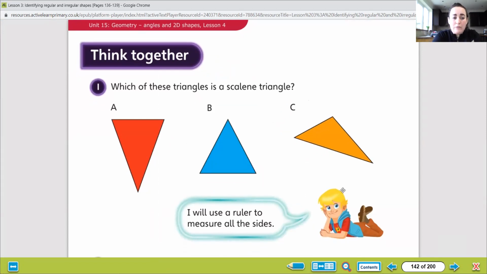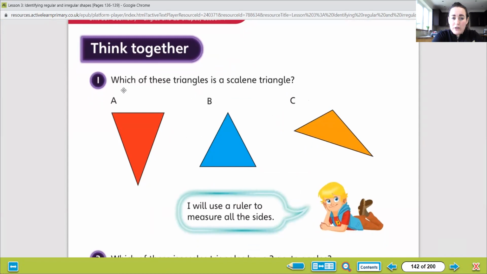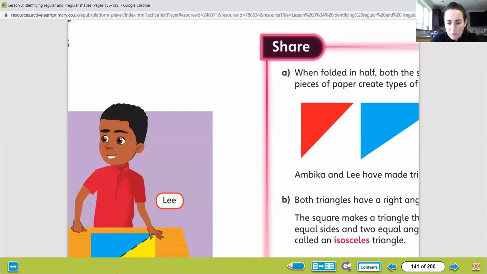So I want you to, for question 1, just in your journal, your blue maths journal, can you write which one of these triangles is a scalene triangle? Have a think, have a remember about that kind of language. Remember a scalene, if we go back to the previous page.